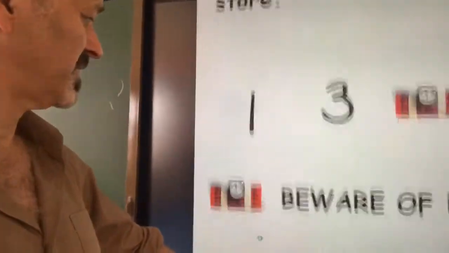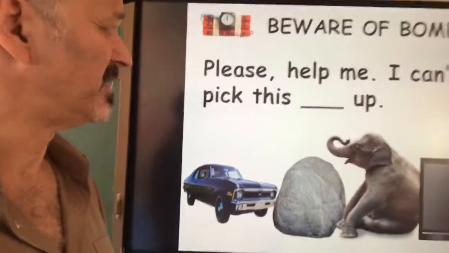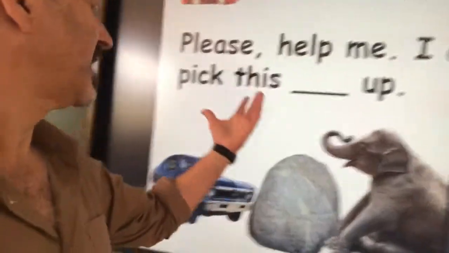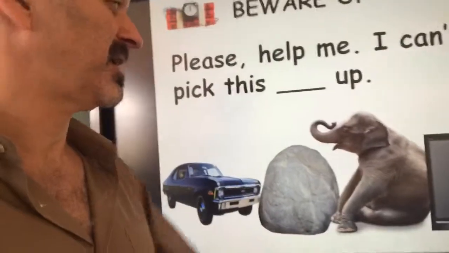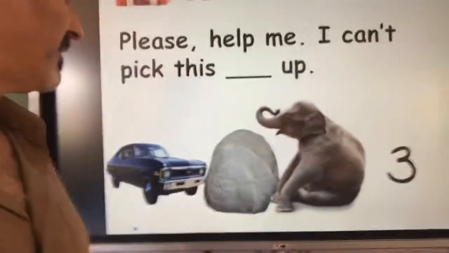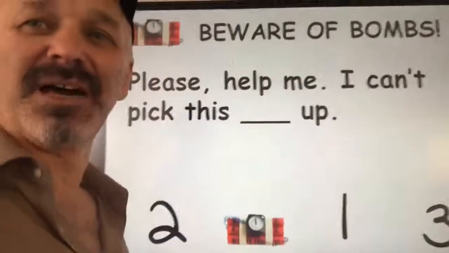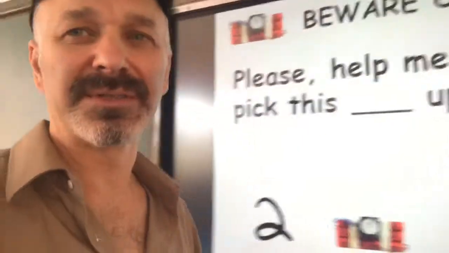Let's try one. I want to see how that goes. I actually didn't get to use this one. Maybe I can use it this week as a review. Please help me. I can't pick this up. And some team might say elephant up. I can't pick this car up. See what we get. The bomb is there. So that's minus 5, and the others are reward points. That's pretty much it for this presentation.